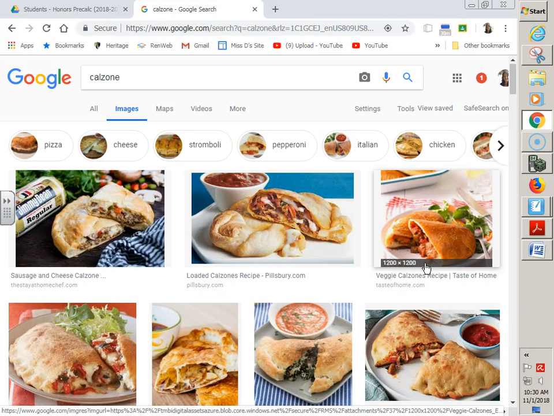I want you to correspond pi with a calzone. Okay? Why? Because pi is the representation of the angle measure in radians, or the distance around.